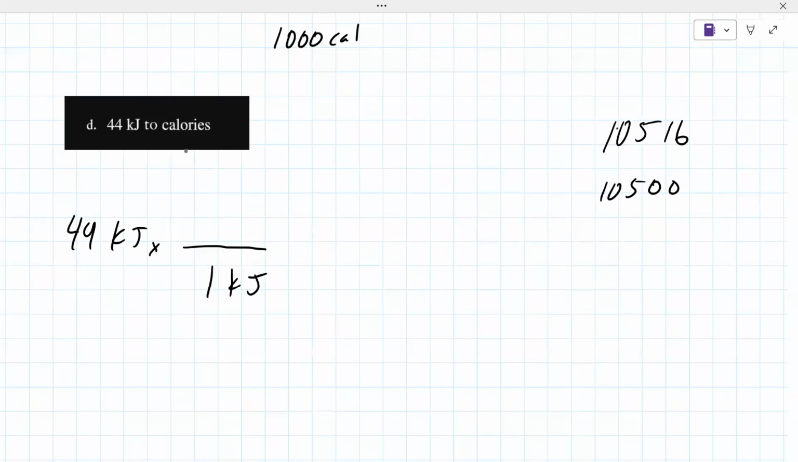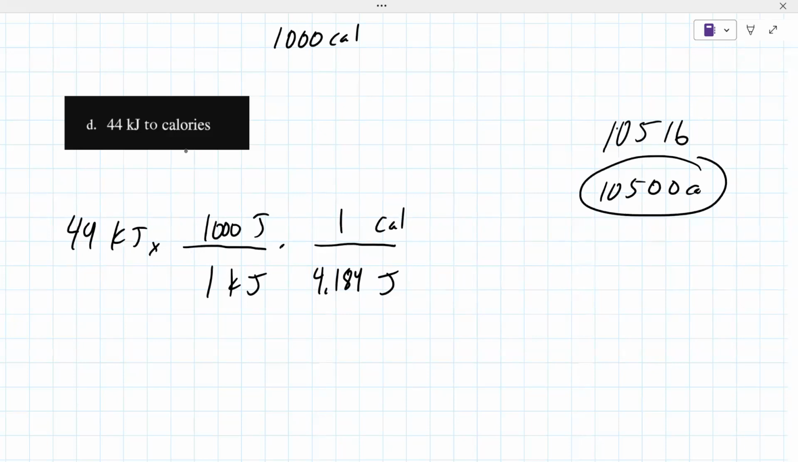I got 10,516. One of the issues with that is too many significant figures, five there. What would it be if it was three significant figures? 10,500? Yes. Okay, now let's take a look here. So 44 kilojoules times 1 kilojoule is 1,000 joules, times joules to calories, little calories, 4.184 joules in 1 calorie. Is this your setup here? Yes. All right, good job.